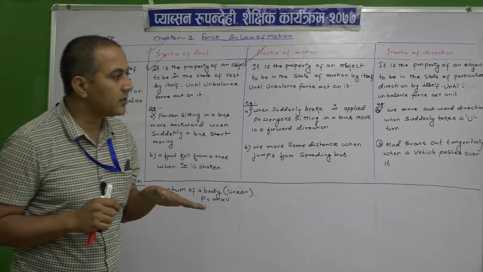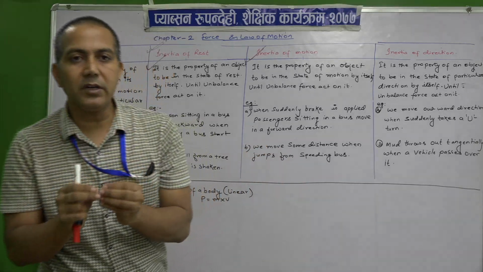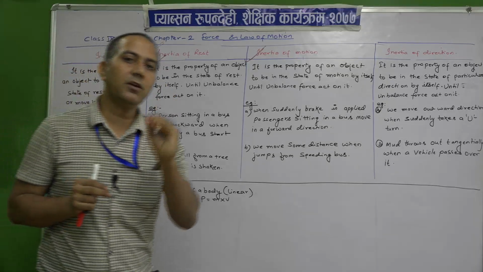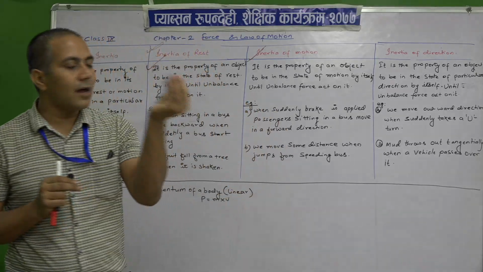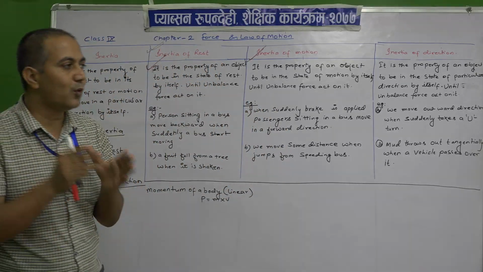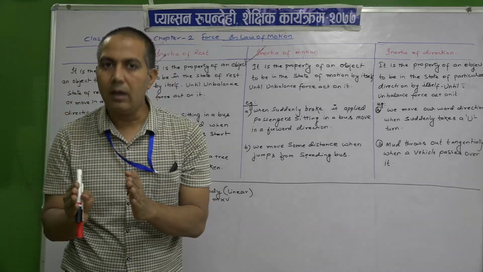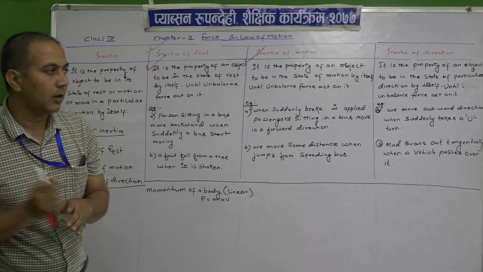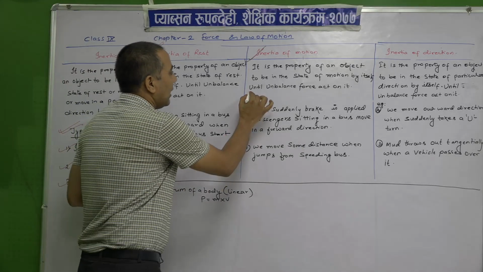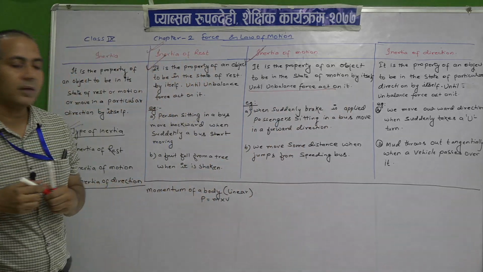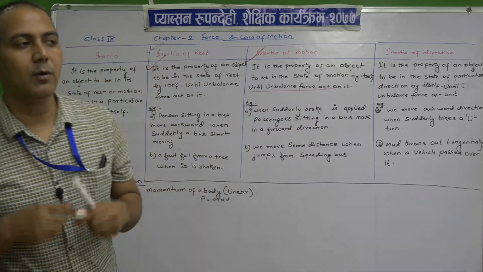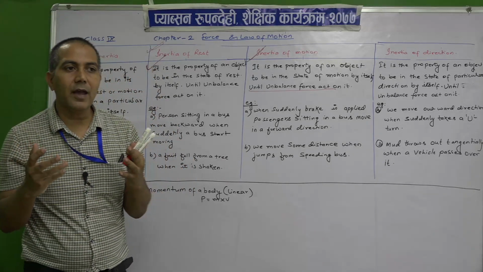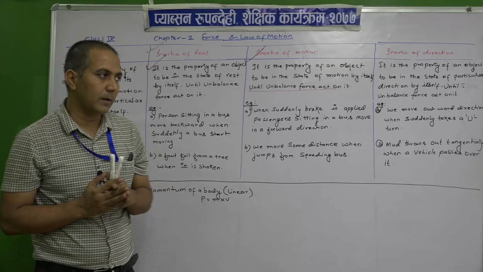So, what is inertia of motion? It is the property of an object that tends to keep it in the state of motion until and unless an unbalanced force acts on it. It's good. So, it may be clear to you now about the definition of inertia of motion. Let us take some examples so that we may clear our idea about what inertia of motion is.